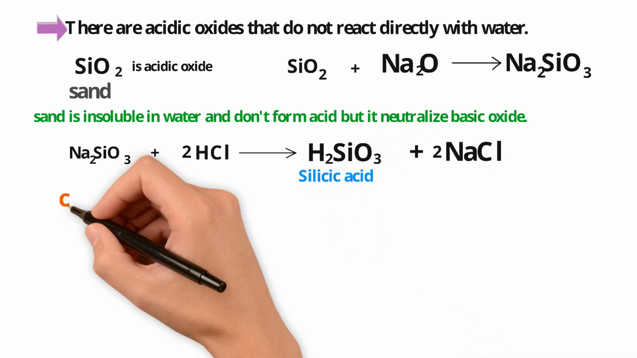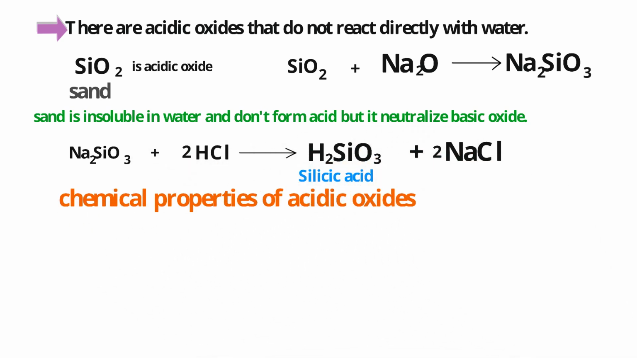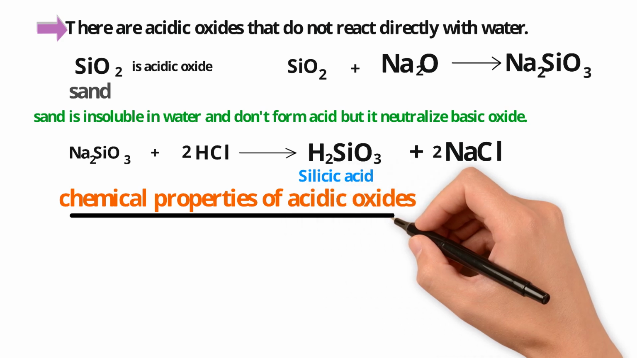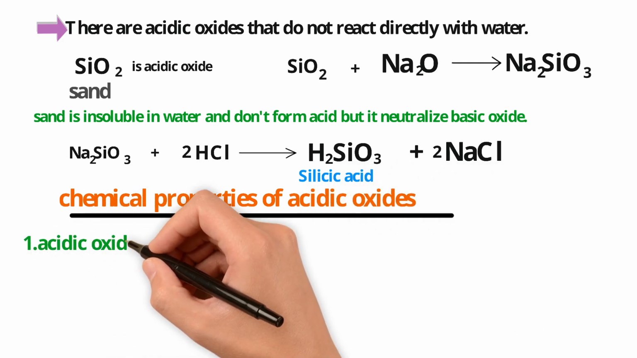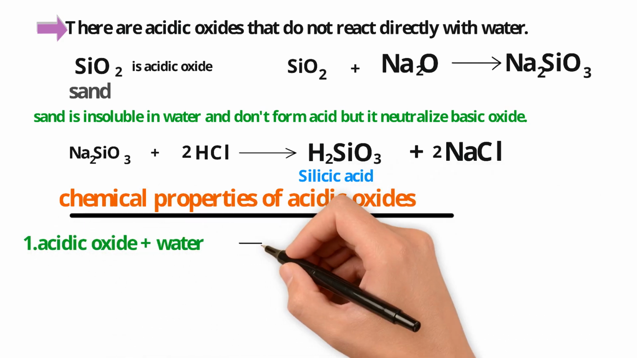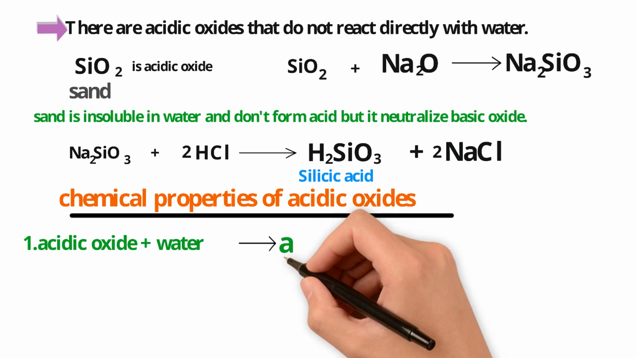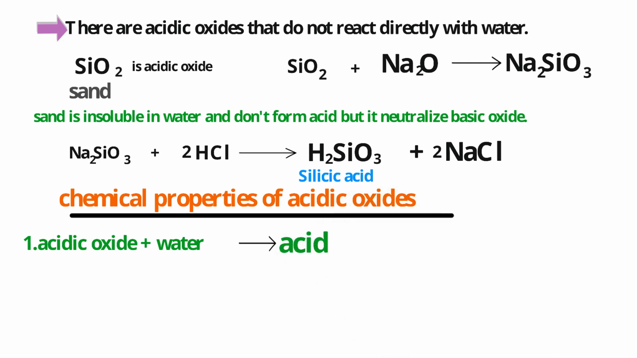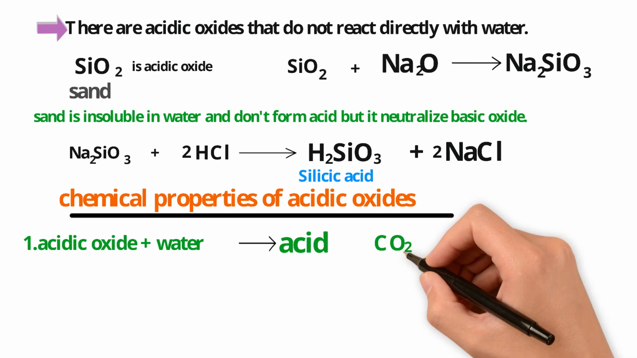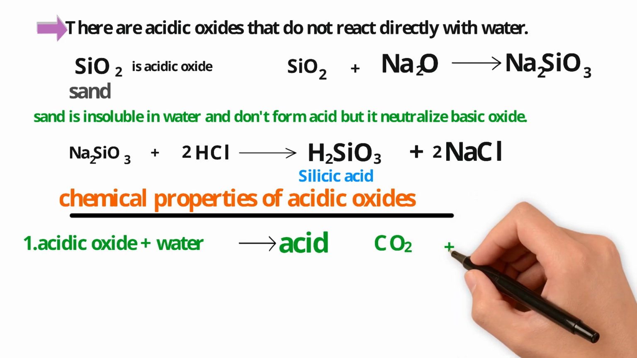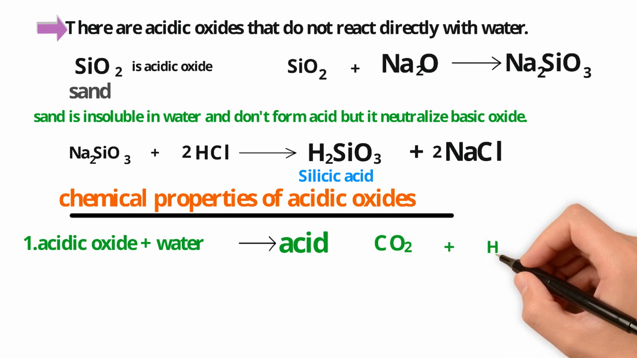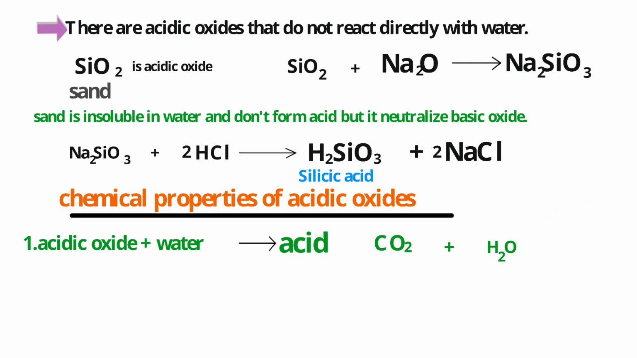Chemical properties of acid oxides. The first chemical property of acid oxides is that they react with water. Finally, it produces acids. For example, carbon dioxide is an acid oxide. It reacts with water. Finally, it produces carbonic acid, H2CO3, known as carbonic acid.